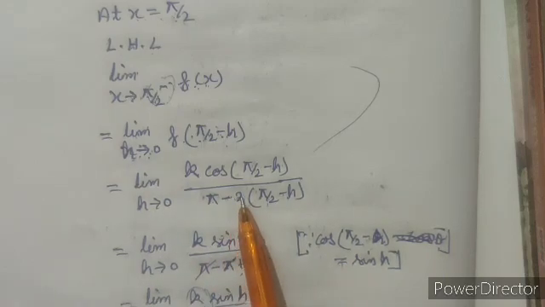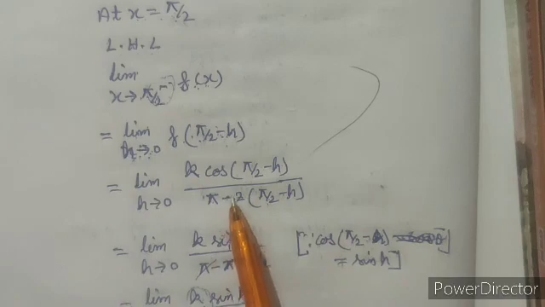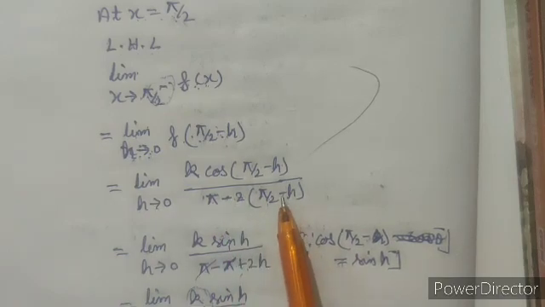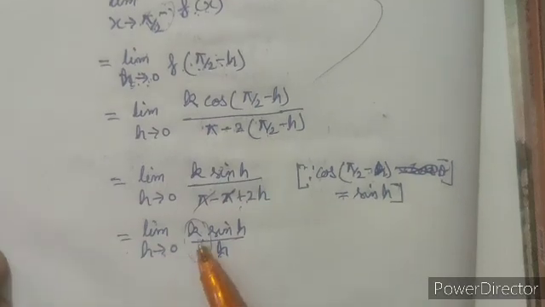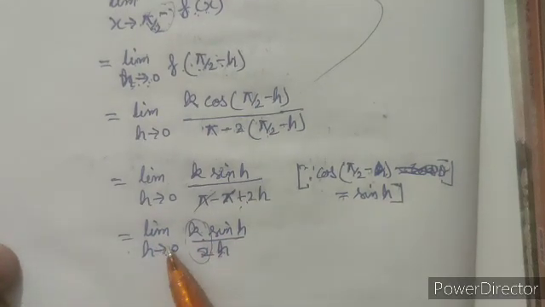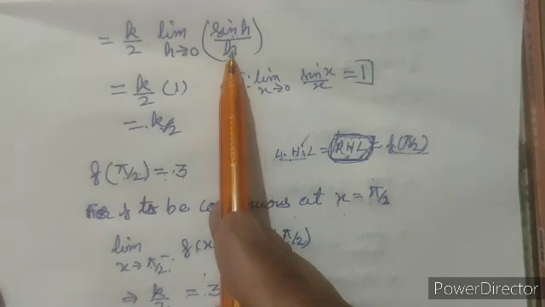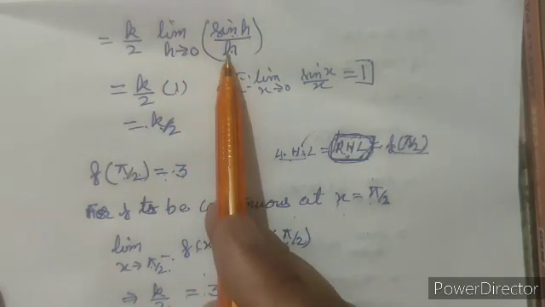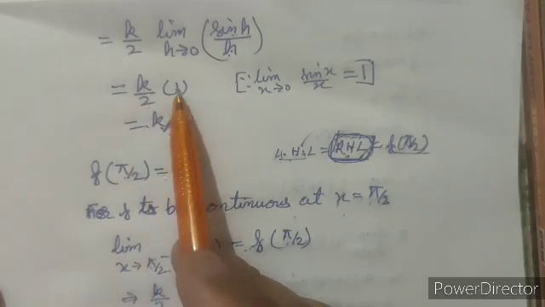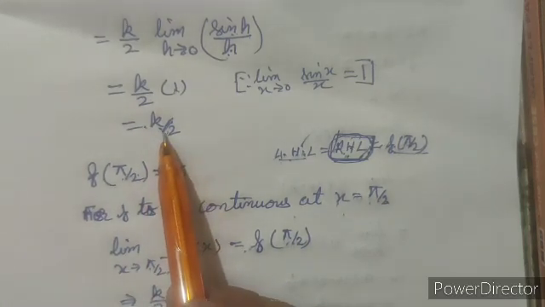Now pi minus 2 into pi by 2 will be minus pi, and minus 2 into minus h will be plus 2h. Here we are getting limit h tends to 0 k sin h upon 2h. As k and 2 are constants, we can take them outside to get k upon 2 limit h tends to 0 sin h upon h. Now as we know that limit x tends to 0 sin x upon x is equal to 1, so limit h tends to 0 sin h upon h is 1, and k by 2 into 1 will give us k by 2. Now this is our left hand limit.